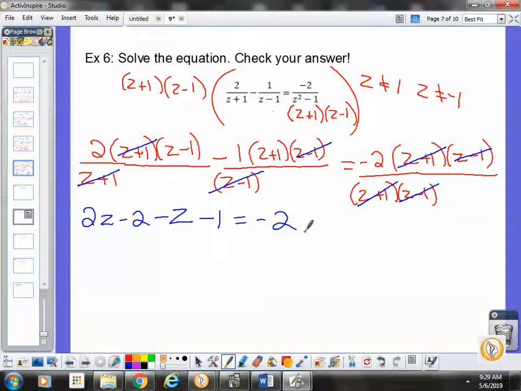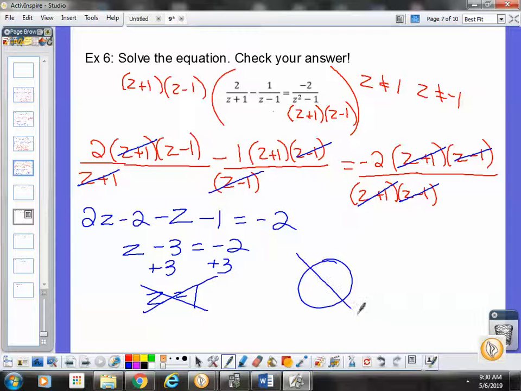2z minus z is z, and negative 2 minus 1 is negative 3 equals negative 2. We'll add 3 to both sides. z equals 1. Won't work, will it? Because if we let z be 1, that means my denominator, one of the fractions, is going to be 0, and we can't have that. So if z does not equal 1, then we have no solution. There's no other answer. So just simply write no solution.